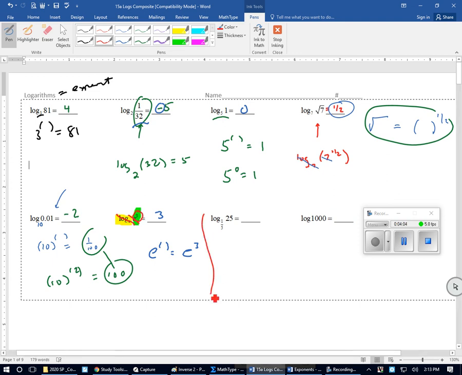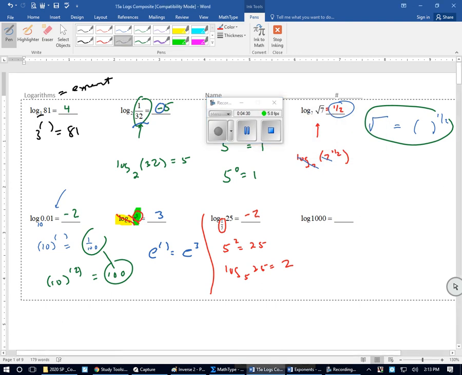Looking at the chart, which is in study tools or on the board behind me, 5 to the 2 power equals 25. So the log 5 of 25 would be 2. But because that's 1/5, which is a reciprocal, it's going to be negative 2.